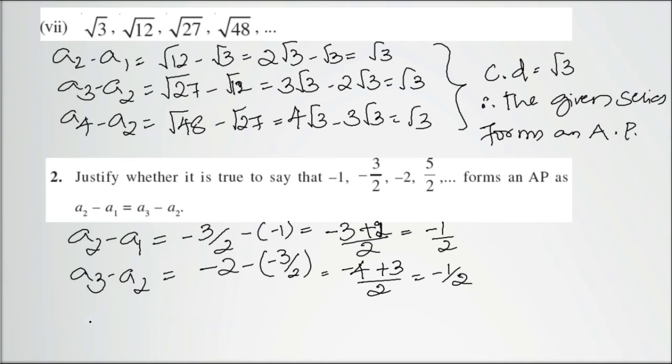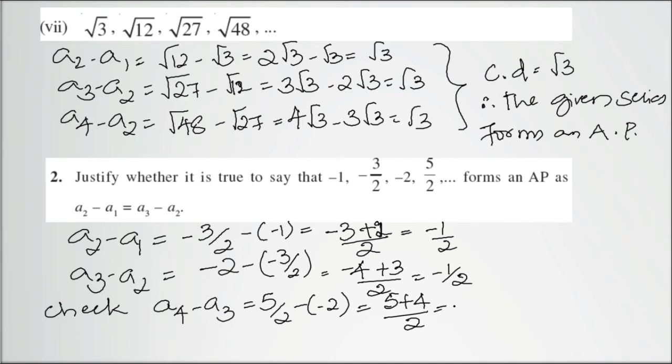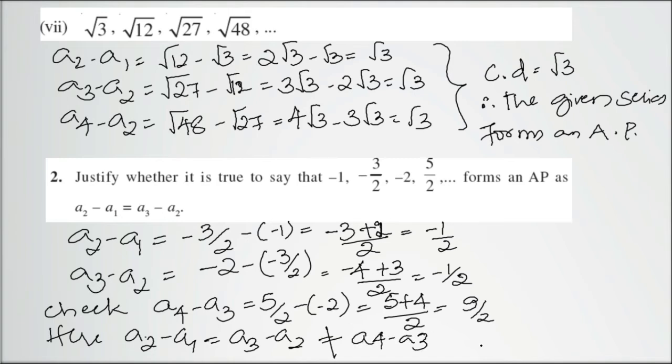Since there are 4 terms given, let me check a4 minus a3. It is positive 5 by 2 minus of minus 2. We get 5 plus 4 upon 2, nothing but 9 by 2. Here we have got a2 minus a1 equal to a3 minus a2, but it is not equal to a4 minus a3. Therefore, it doesn't form an arithmetic progression.